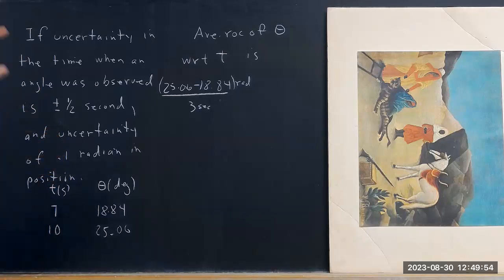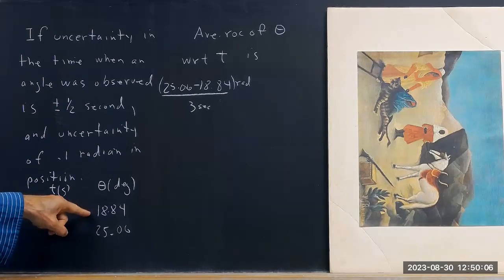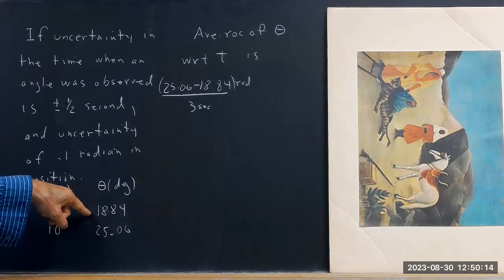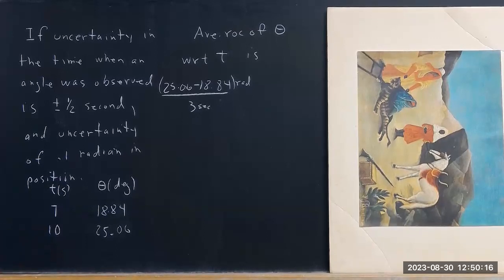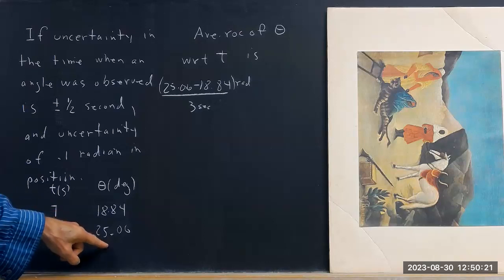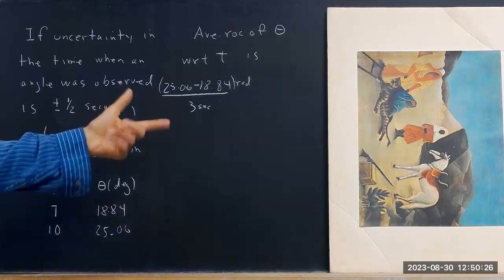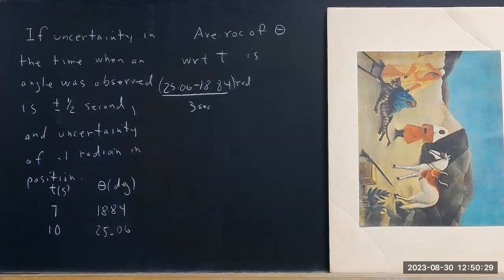And the uncertainty in our position is 1/10 of a radian, about 6 degrees. So let's say two of our data points. Position at 7 seconds is 18.84 radians. That's a pretty good approximation, I think, of 6 pi. And at 10 seconds is 25.06 radians. And I think the difference of these is 2 pi, approximately 6.28.